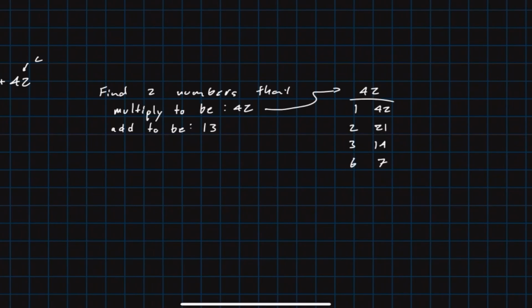Now, what we're going to do is go down through each factor in this list, add them together, and see, does this add up to be 13? Like I said, when you get used to factoring, this step will become a lot easier than it is right now.